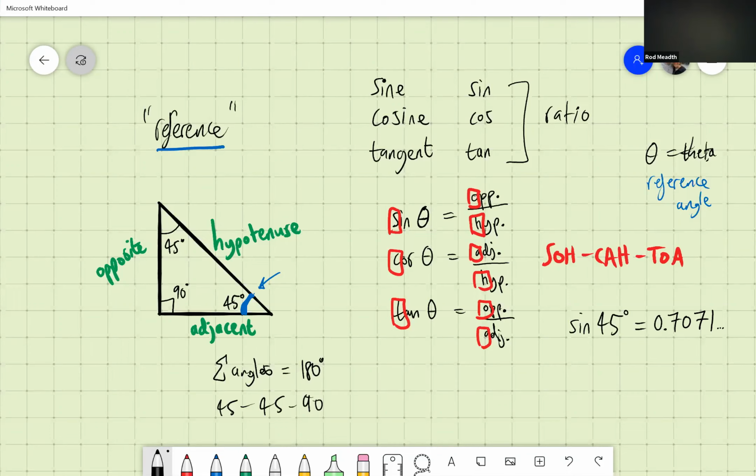Now, if you didn't see 0.7071, it means you're doing something wrong. It means you possibly are in the wrong calculator mode. You might be in radians by mistake. Okay, and generally in this course, we probably don't want to be in radians mode.